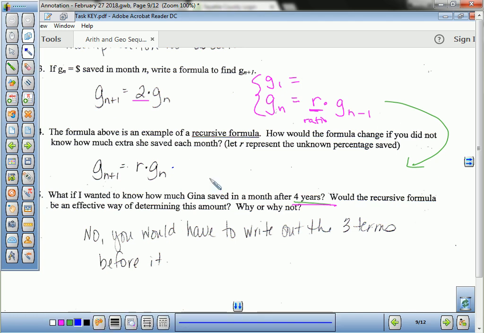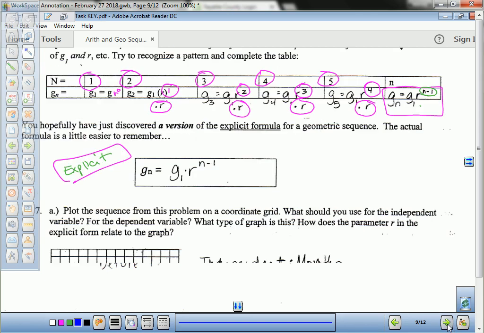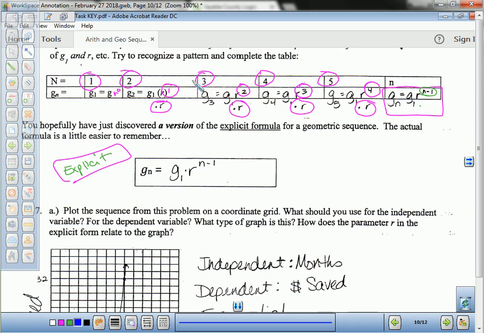Okay, so once again, recursive is quite limited. It just gives you the next term. If we wanted to know 4 years later, which would be 48 months, we would not want to do the recursive formula 48 times. So that's where we want the explicit formula. Once again, when we compare these two, we see they're 1 less than. That's why we get that n minus 1 again. But this time the n minus 1 is the exponent, because an exponent represents that repeated multiplication.